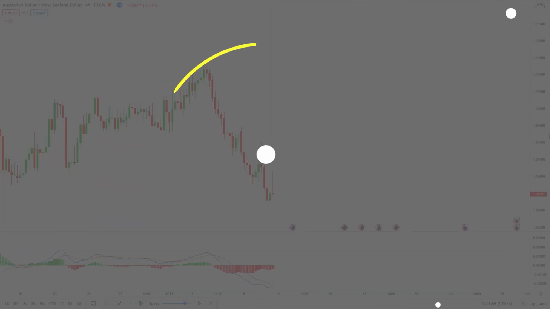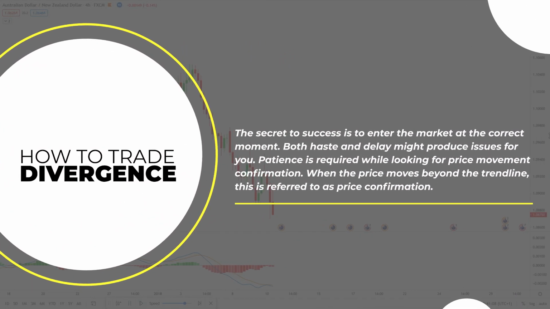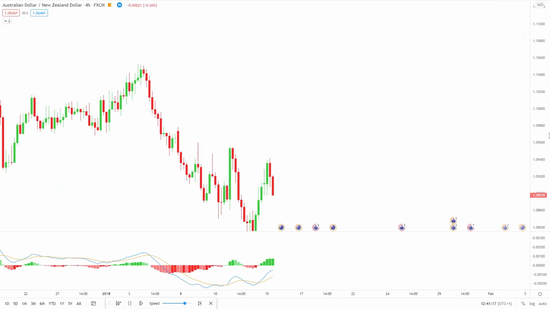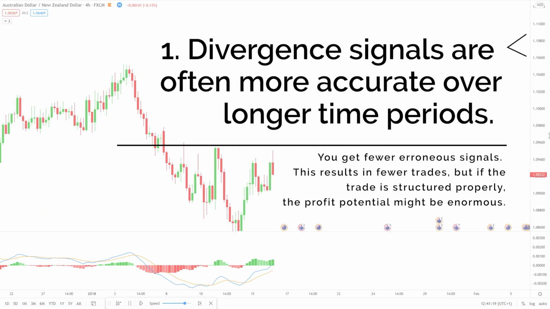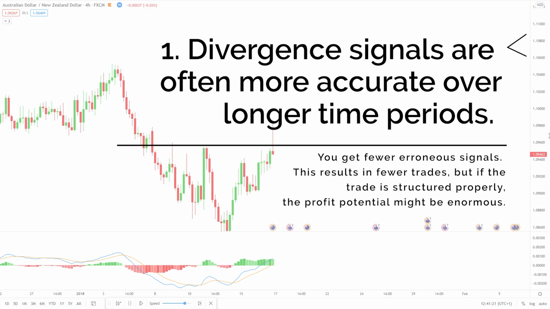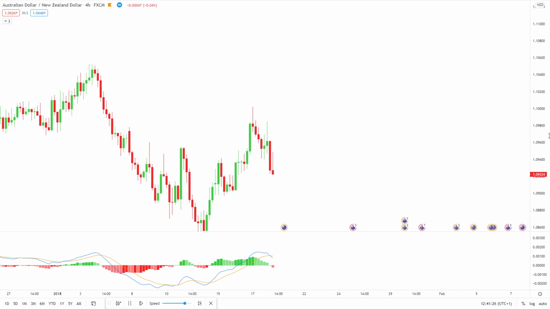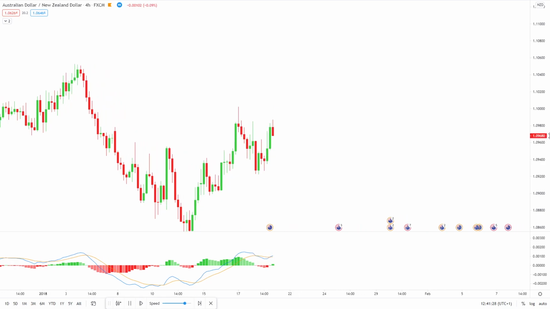Now let's address the main reason we are here. So how to trade divergence? Well, there are several key elements to keep in mind while trading bearish or bullish divergence. Number one, the higher the time frame, the more reliable the concept is. I am not saying that divergence cannot be utilized on a shorter period of time, but caution is necessary.